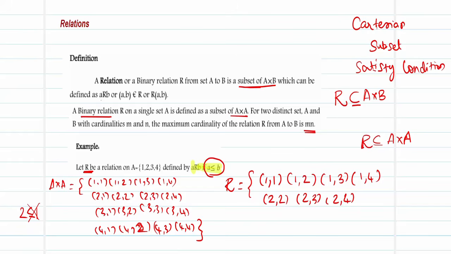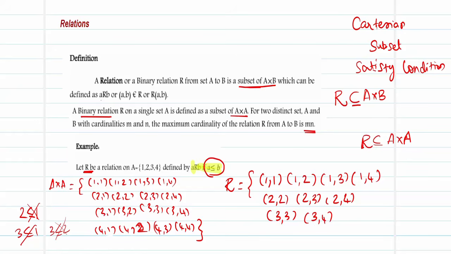Is 3 less than or equal to 1? No, 3 is not less than or equal to 1. Is 3 less than or equal to 2? No, 3 is not less than or equal to 2. So I now ignore these two elements. Now moving on to the next element, 3 less than or equal to 3. Yes, 3 is equal to 3, and 3 is less than or equal to 4 is going to be true.